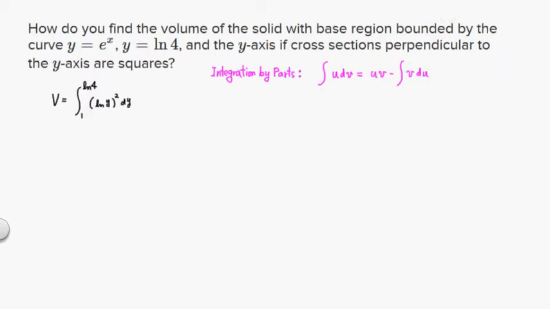Alright, let's finish up this problem. So in the previous video, we came up with the definite integral for the volume we're looking for. Alright, so let's try to evaluate this one.